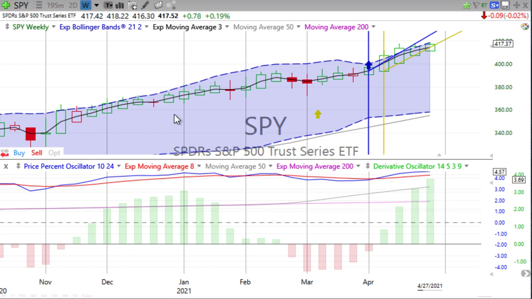You will know, if you want to know what these oscillators are about, the PPO is a percentage version of the MACD, the moving average convergence divergence indicator. For some of you, that'll mean a lot. Others, it'll mean absolutely nothing. We explain it quite well in our book.